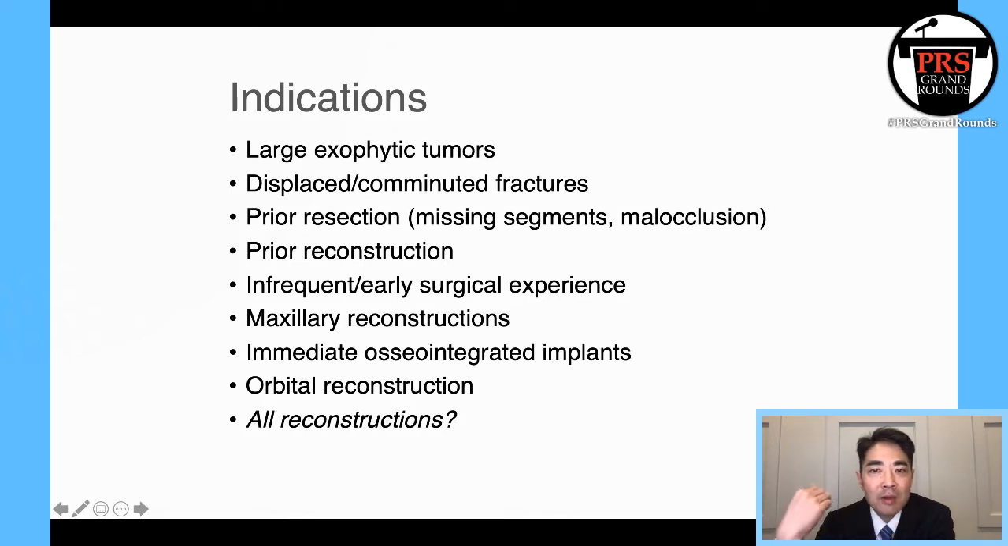They can get their reconstruction completed in a matter of months, where in the past I would tell patients that it was nearly a year long process. And finally, orbital reconstruction, where I think the degree of accuracy needs to be the highest in order to restore adequate vision. So that really begs the question that perhaps virtual surgical planning is indicated in almost every reconstruction, except perhaps the most straightforward single segment or possibly two segment bony flap reconstructions.